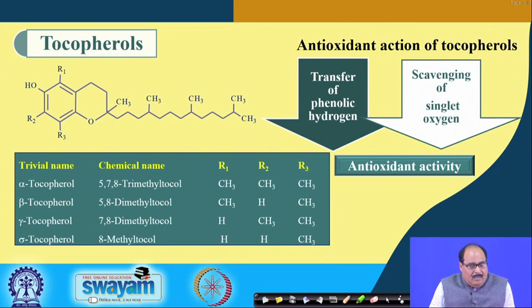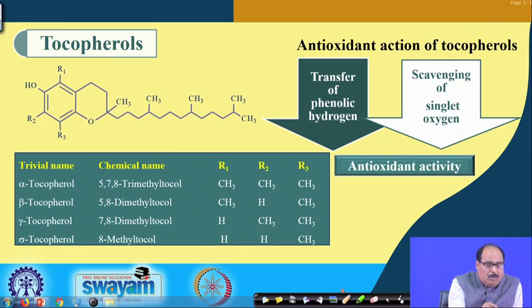Tocopherol, you can see the structure of tocopherol in this figure. In the phenolic ring, there are three groups R1, R2 and R3. Depending upon the nature of these R1, R2 and R3, which are normally methyl groups and a hydrogen atom, the tocopherols are of four types.